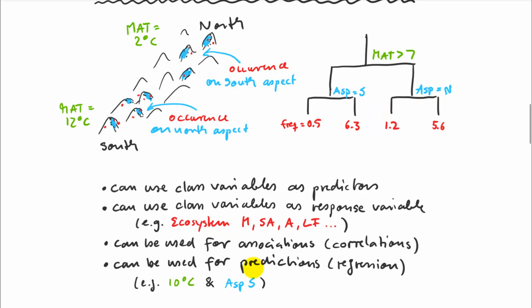predictions. So let's say I have a new site and I want to predict the frequency of a particular species. So if I had a new site with a temperature of 10 degrees Celsius and a southern aspect, I start my tree and I say, okay, MAT is larger than 7 or smaller than 7? It's 10 degrees, larger, so I'm going right. And what is my aspect? South, so it's not north, I have to go left, and I would arrive at this value, and I predict that the species frequency is relatively low. So that's how predictions are done with regression trees.